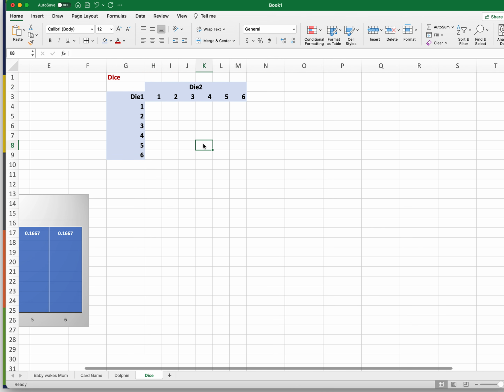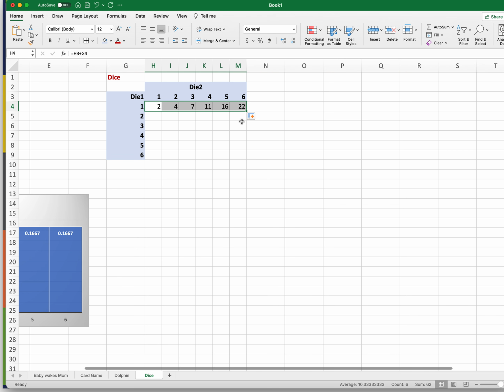Okay. Well, what's the minimum I can roll? I can add this plus this, and I get 2. And if I move it all the way across, so I get a 2 and a 1, I get a 4.